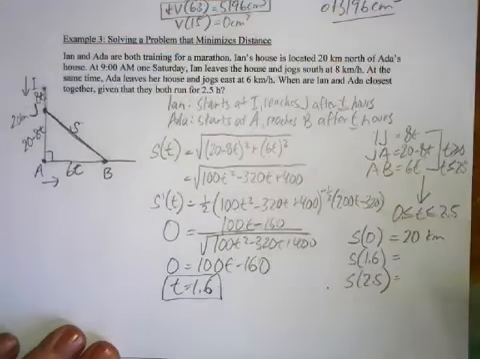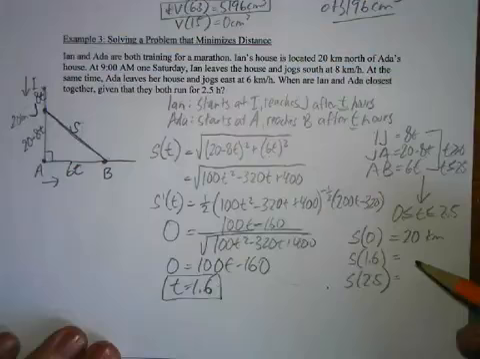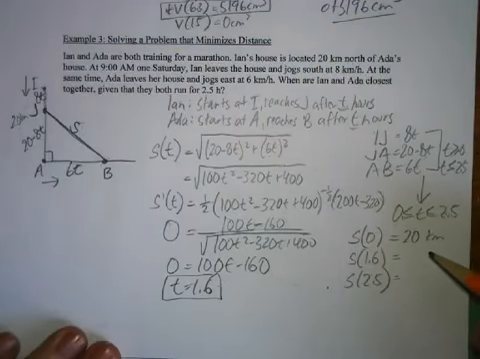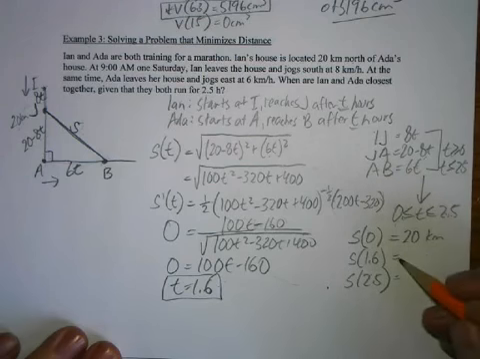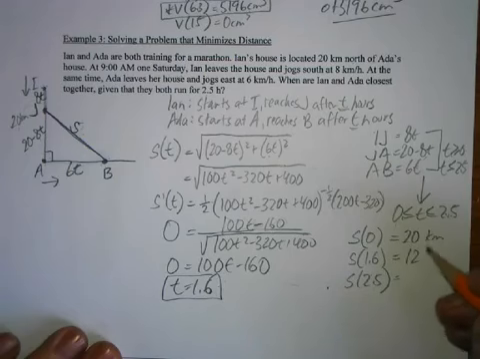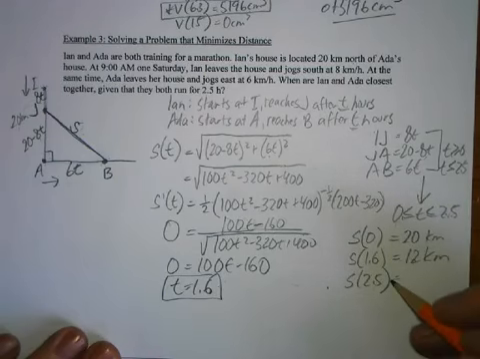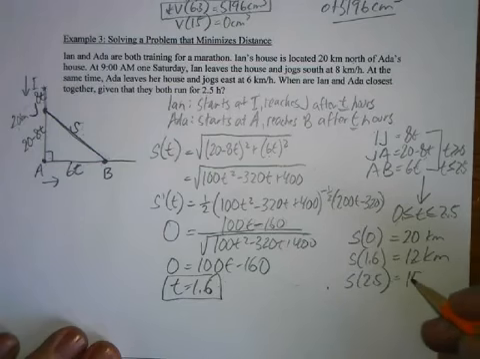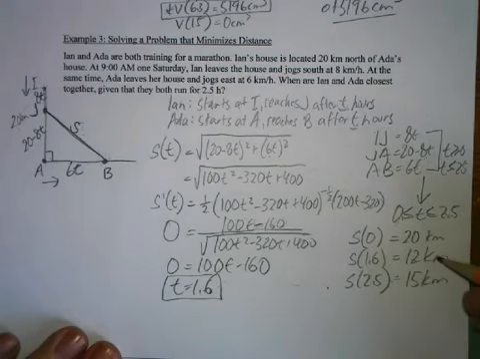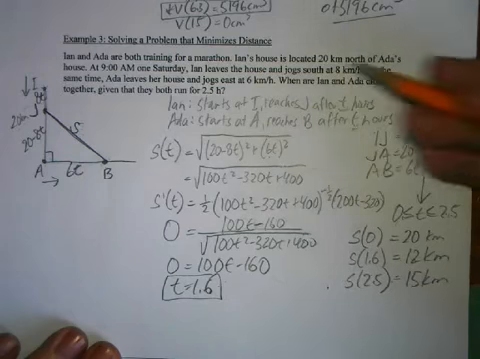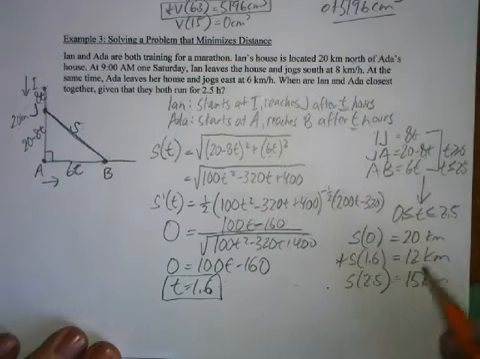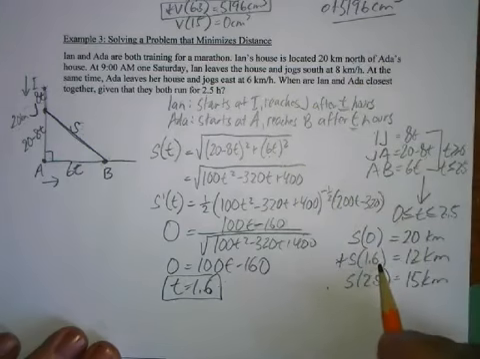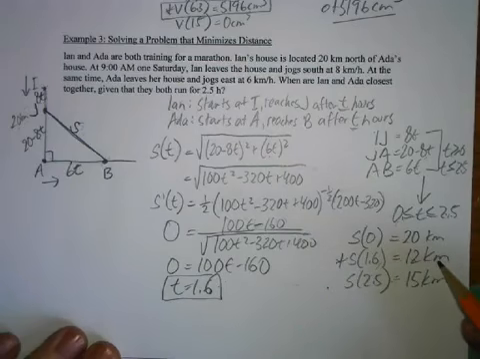So that one's probably not going to be the value. If I plug 1.6 in, I get 12 kilometers. So we're looking for the lowest value, so far that's the best. And if I do it for 2.5, I get 15 kilometers. So the minimal closest distance happens after 1.6 hours, and they're going to be 12 kilometers apart.